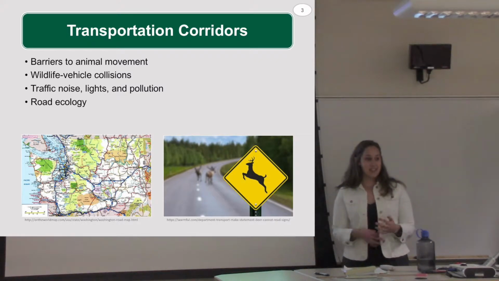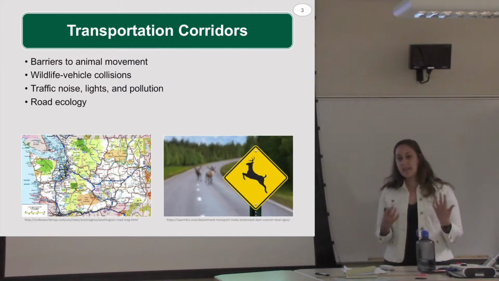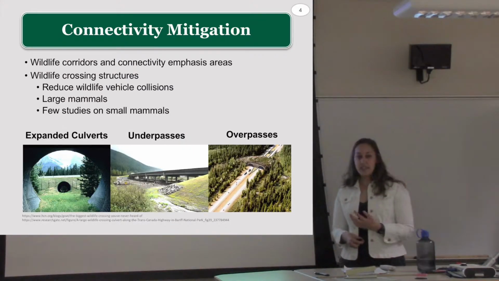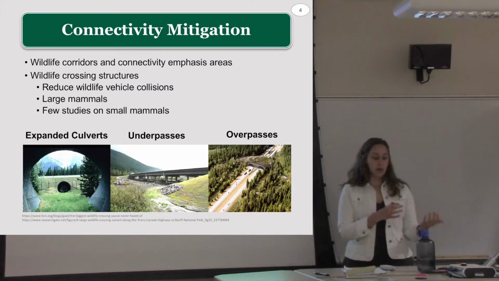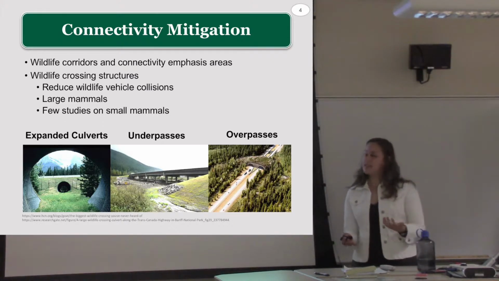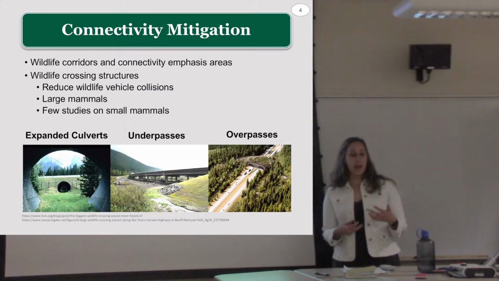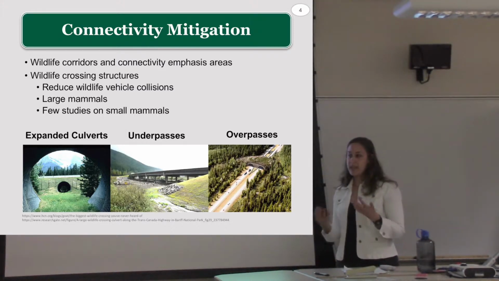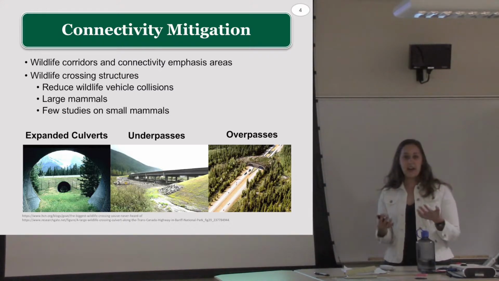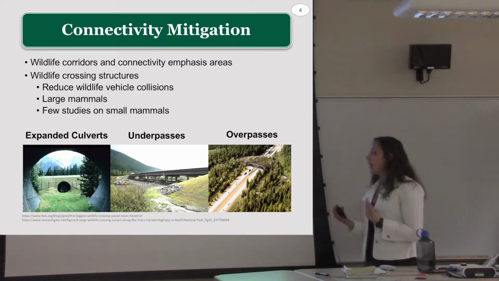So road ecology is a growing field within ecology, and it is specifically looking at the impact that roads have on ecosystems and populations. So within road ecology, there's been a lot of research done on how roads impact ecosystems, and then also how can we solve those problems in an applied ecology sense. So this can be through the establishment of wildlife corridors, or areas of designated animal movement, protected forest, or on our end, establishing connectivity emphasis areas, or basically designated areas along roads that are deemed high risk for connectivity problems.